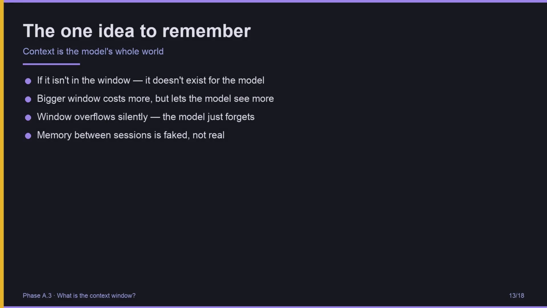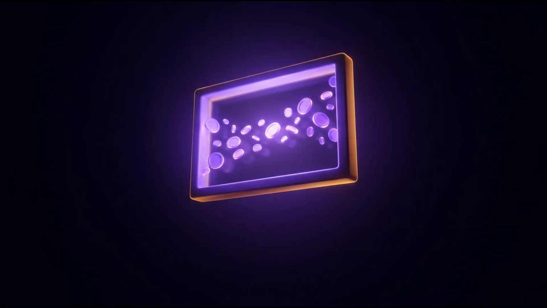If you remember one idea from this lesson, remember this. The context window is the model's whole world. If something is not in the window, it does not exist for the model. A bigger window costs more, but lets the model see more at once. Window overflows silently, the model just forgets. And memory between sessions is faked by the provider, not real in the model itself. The context window is the model's whole world. Outside the window, nothing exists.